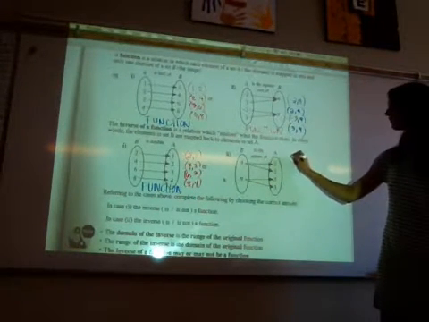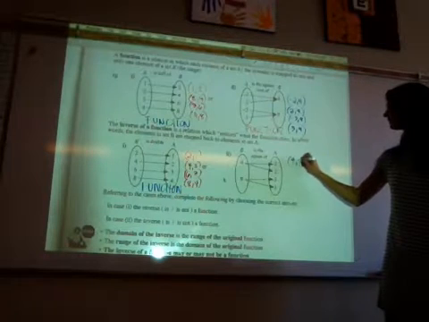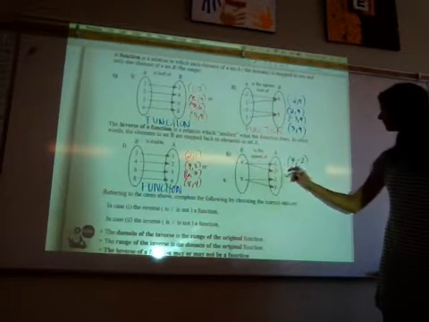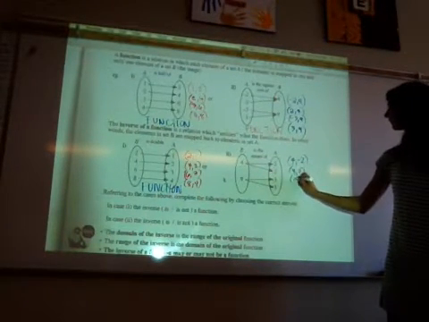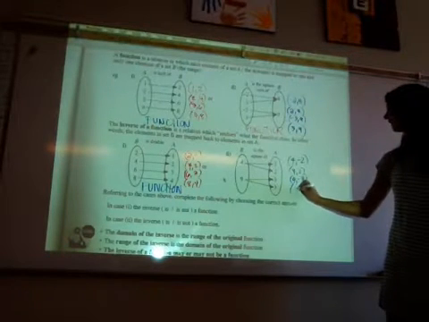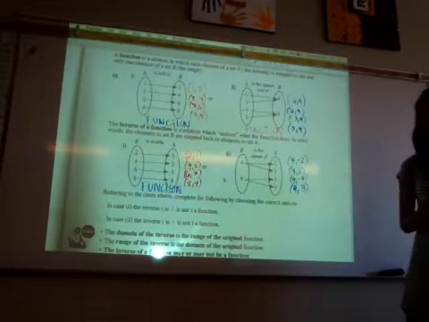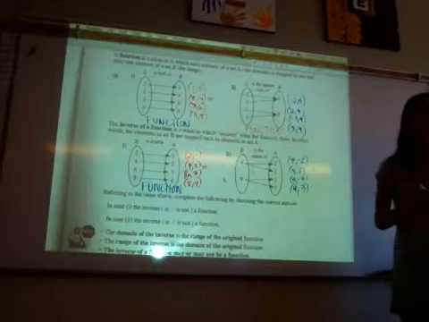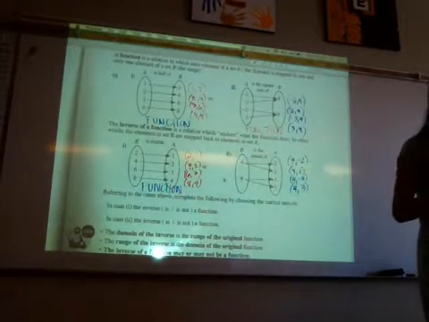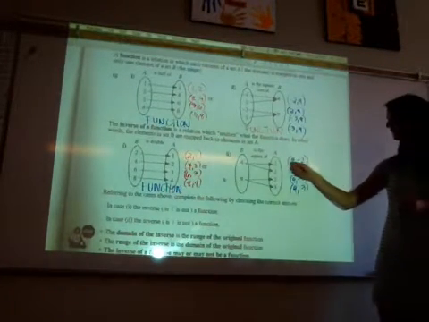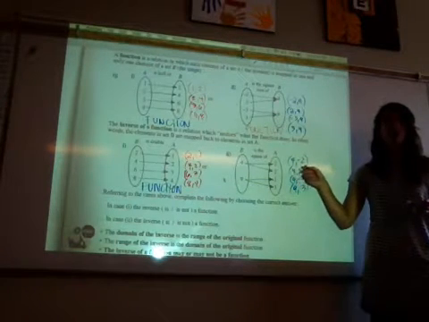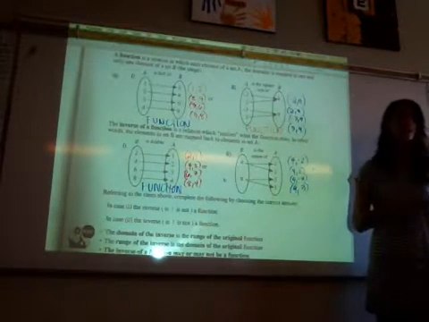Let's write out the ordered pairs. 4 maps to negative 2. 4 maps to 2. 9 maps to negative 3. And 9 maps to positive 3. Are there more than one output or y value for every x value? Yeah. So we can see x equals 4 has 2 outputs. Therefore, it's not a function.